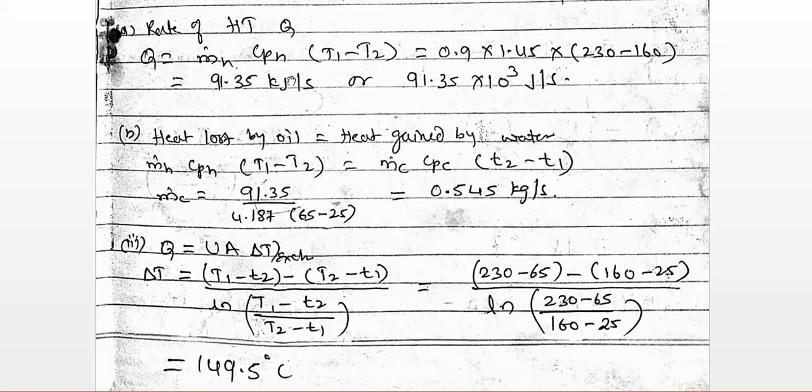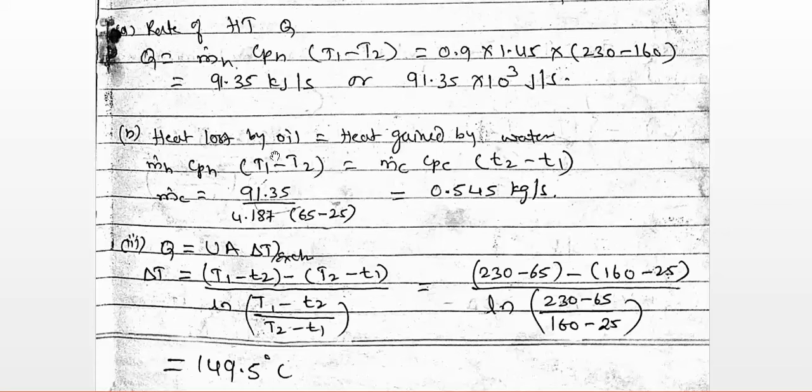Kilojoules per second, so you can convert it to 91.35 into 10 raised to 3 joules per second. So this is the expression for Q, the rate of heat transfer throughout the heat exchanger. Now heat lost by the hot fluid is equal to heat gained by the cold fluid, right? This is one more expression for Q. We already calculated the value of Q here, 91.35 into 10 raised to 3 joules per second.